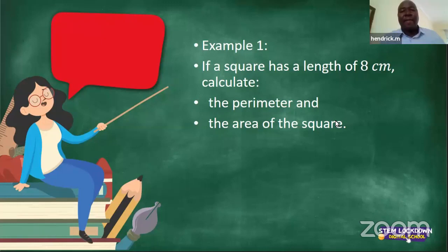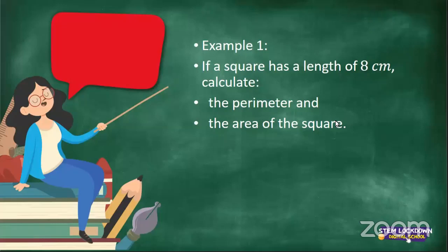Jonathan, are you still there? I didn't listen to the question. The area of the square. If a square has a length of 8 centimeters, exactly like the previous example, it's 8, 8, 8, 8.